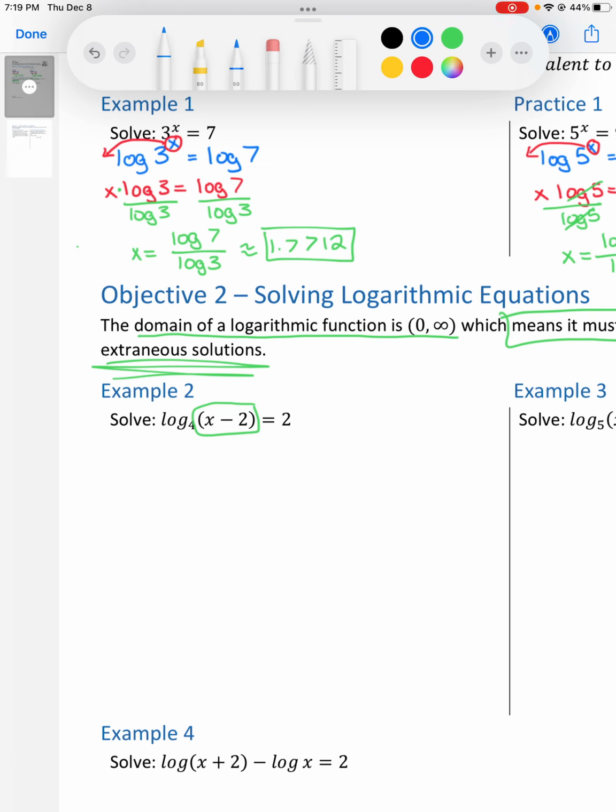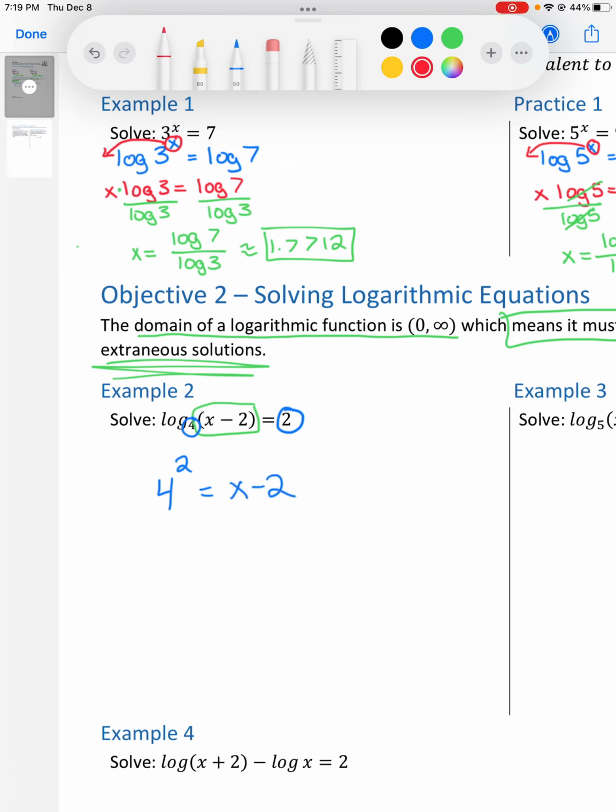So in order to get rid of a log, we need to use the opposite function. And the opposite function of a logarithm is an exponential function. So we need to convert this to an exponent. So what's the base of my exponent going to be? So remember, it's the base of my logarithm. So 4, so base 4. What's my exponent going to be? Well, it's what the logarithm equals. So 2, and that's going to equal x minus 2.